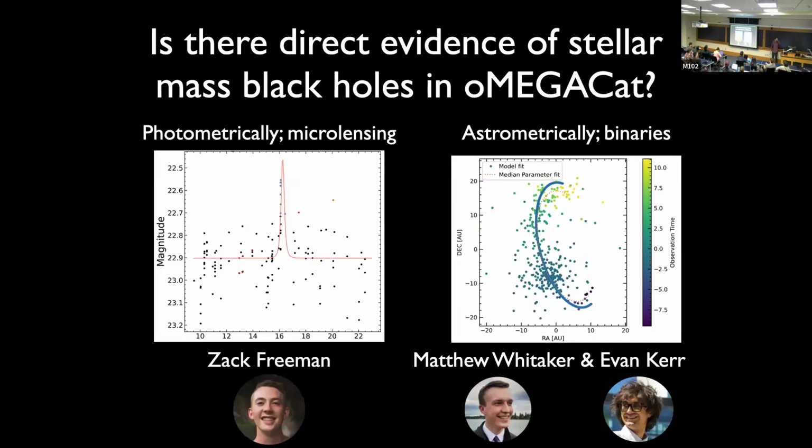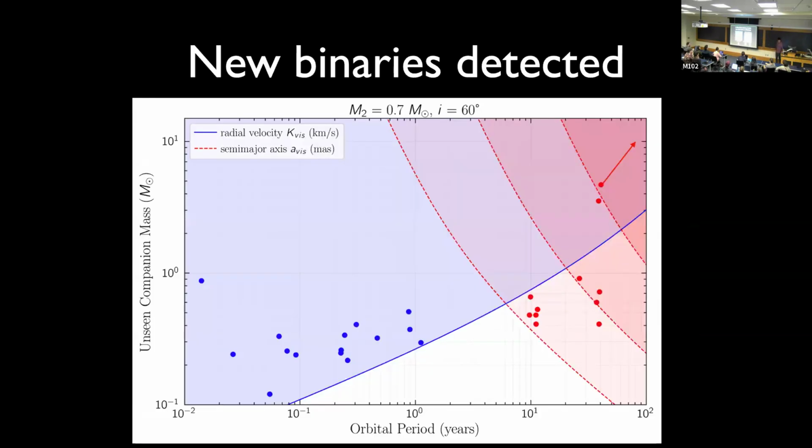So we have been trying to figure out if there is direct evidence for stellar mass black holes in this OMEGACat data, not dynamical evidence, but direct evidence. We've been working on microlensing, which is possible, and also on looking for binaries. This is all work that's been done by Utah undergrads. They've been amazing. We found a bunch of binaries.